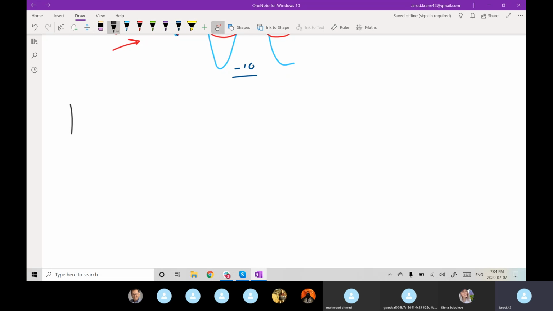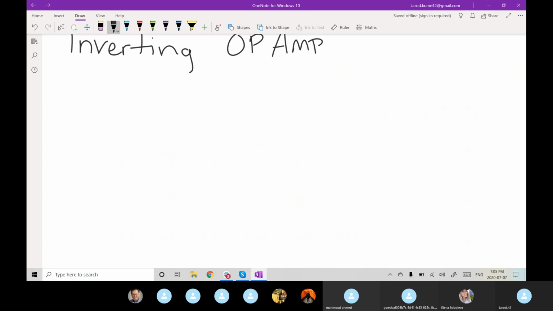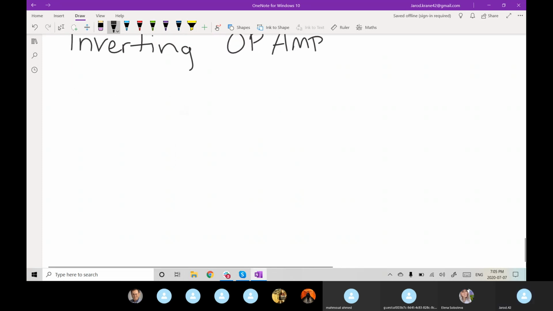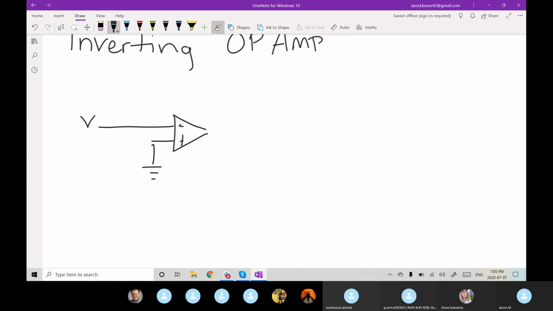We can shift to the inverting op amp. So very similar, except now we have our non-inverting input grounded, and our inverting input gets the signal.